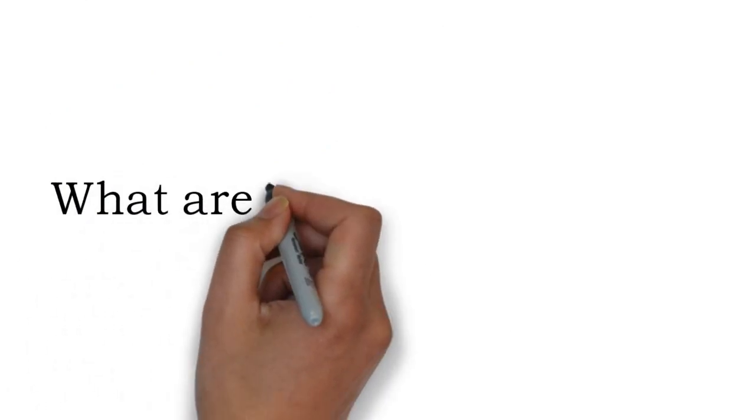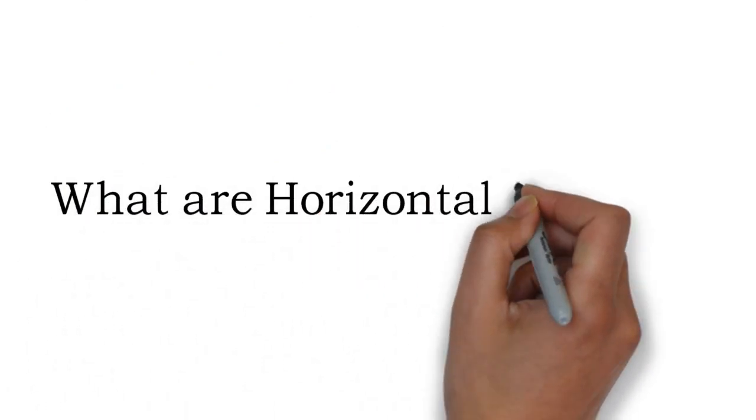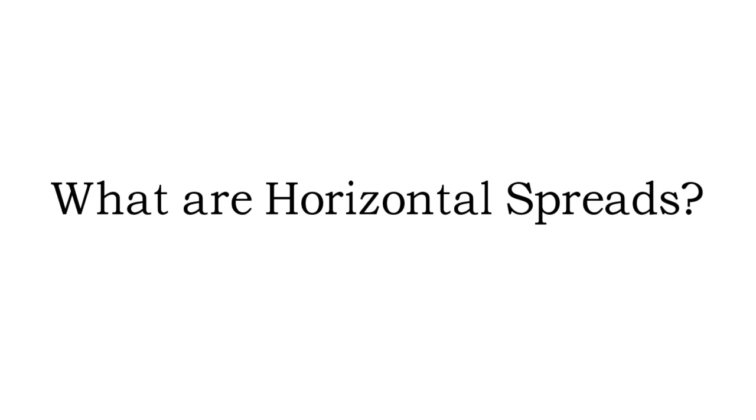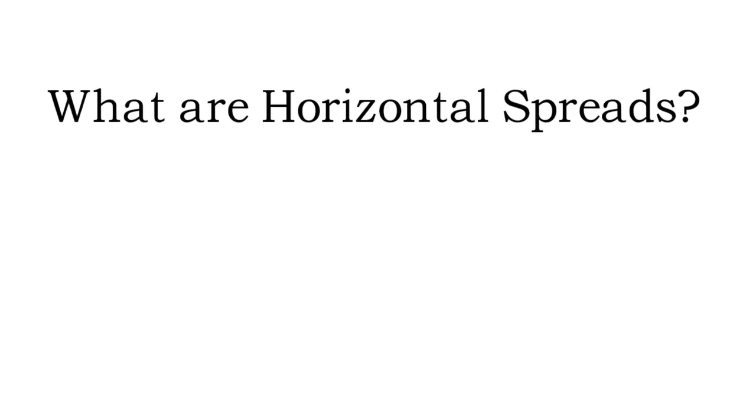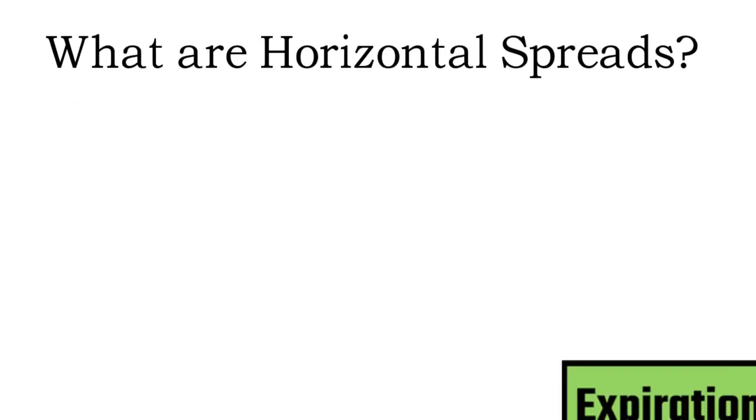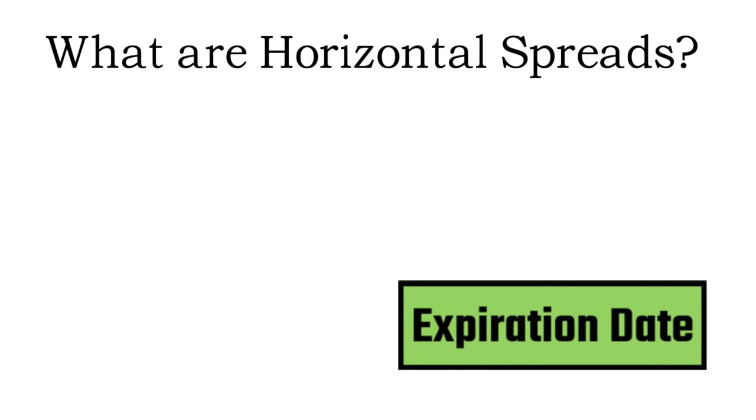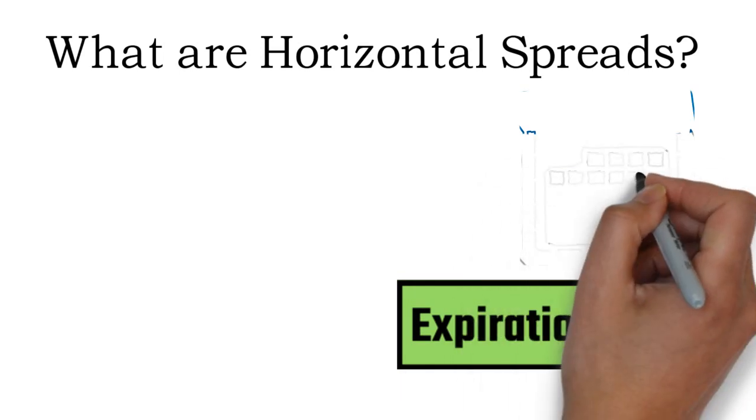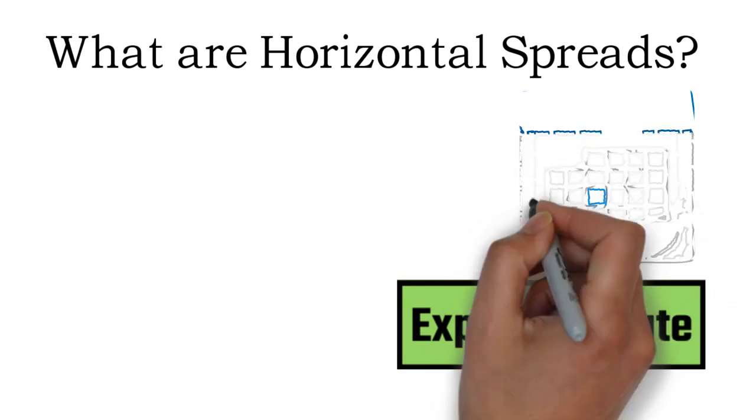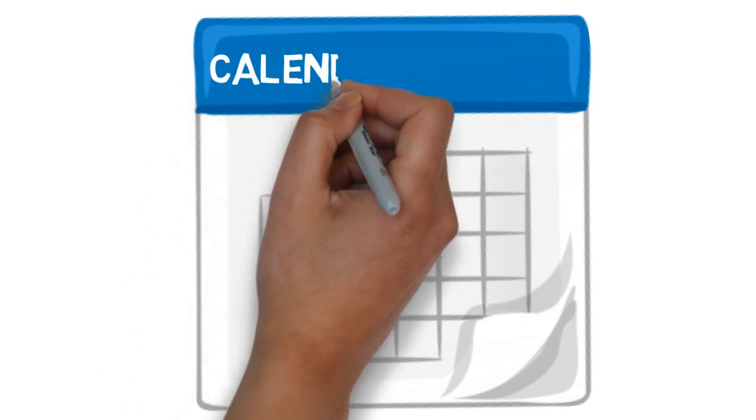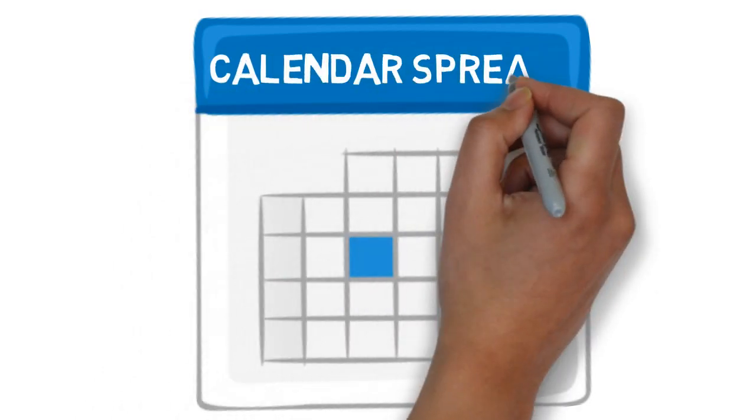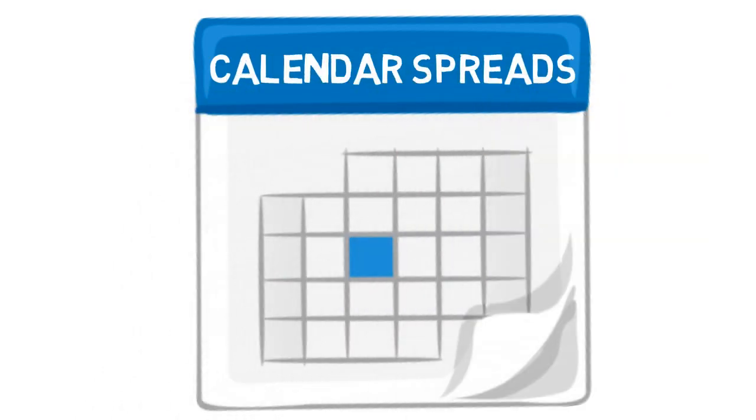Next up, we have horizontal spreads. So what are horizontal spreads? Horizontal spreads are an option strategy involving options that only differ in regards to expiration date. This means the options involved in horizontal spreads have the same strike price, they are on the same underlying asset, but they have different expiration dates. Horizontal spreads are also referred to as calendar spreads.